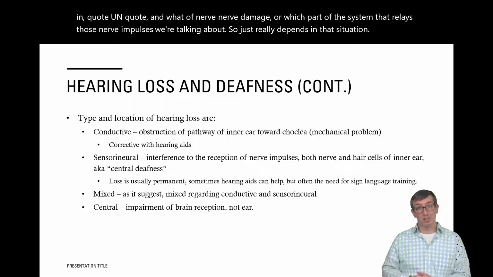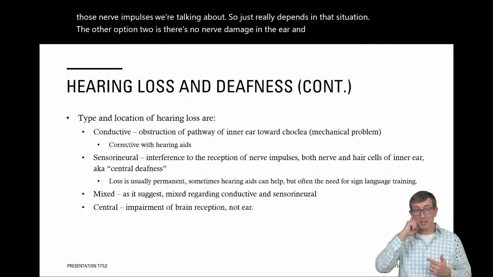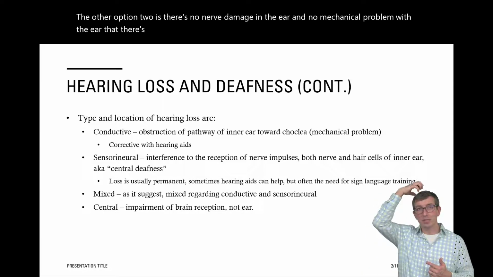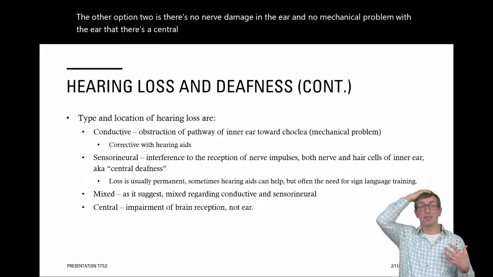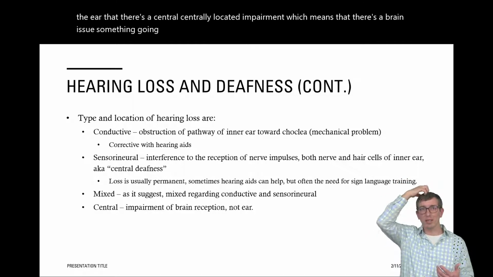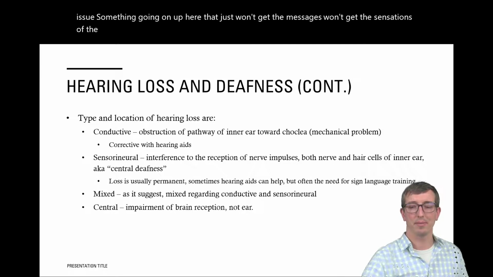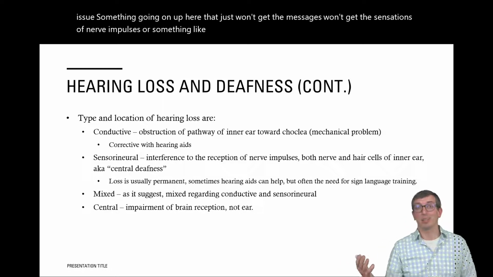The other option, too, is if there's no nerve damage in the ear and no mechanical problem with the ear, that there's a centrally located impairment, which means that there's a brain issue, something going on up here that just won't get the messages, won't get the sensations or the nerve impulses or something like that. Essentially, that means it's not an ear problem.